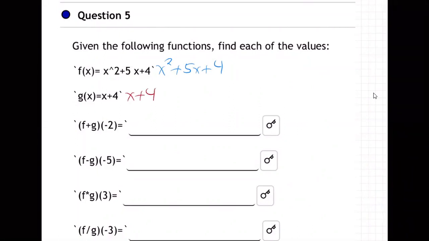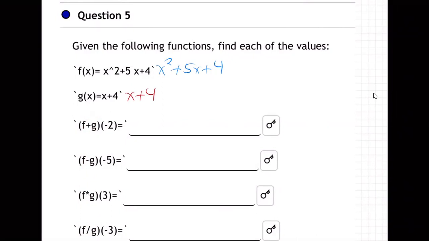x plus 4. So what are they wanting us to do on this question? They're wanting us to go f plus g of -2. So what does that mean? Notice this is not the little circle in the middle. This is not composition of functions. This is just adding, and then this will be subtracting, multiplying, dividing. So this is just adding, subtracting, multiplying, dividing between two functions.